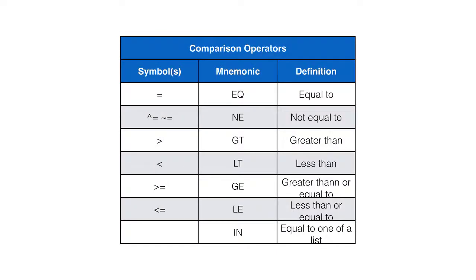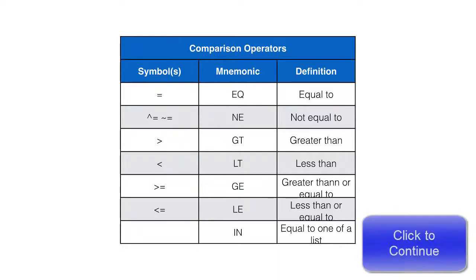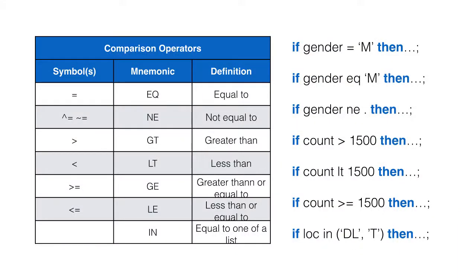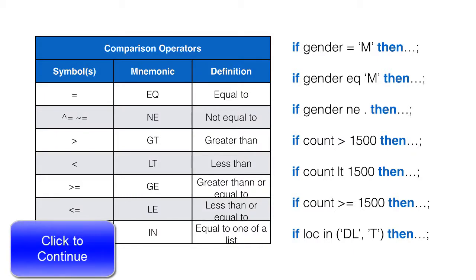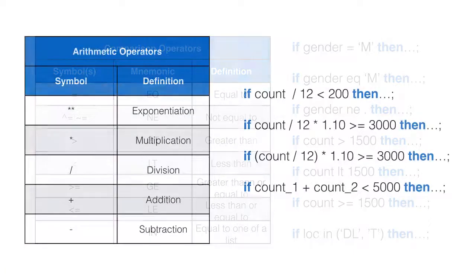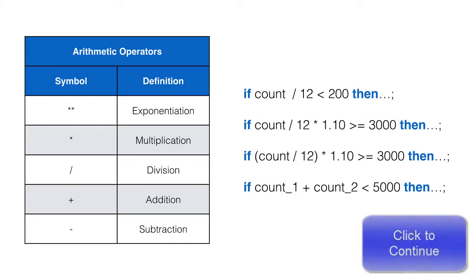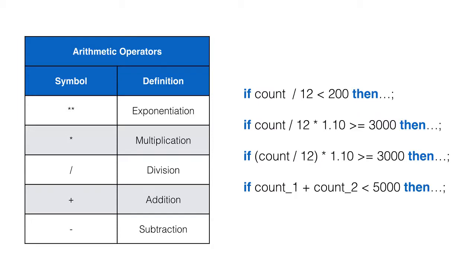These are examples of commonly used comparison operators. Comparison operators compare a variable with a constant or another variable. You can use either the symbol or the mnemonic in your code. Look over these examples of comparison operators used in if-then statements. Here is a list of commonly used arithmetic operators and some examples of how they may be used in if-then statements. As these examples demonstrate, both comparison and arithmetic operators can be used in the same SAS statement.